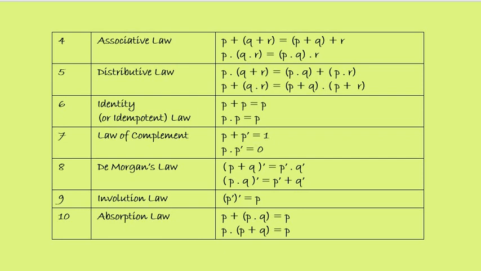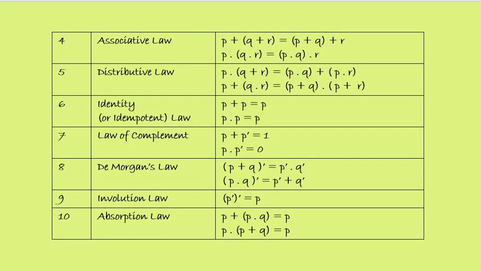Distributive law, where the law says that the signs can be distributed. I find it easier to remember like that. So P dot Q plus R is P dot Q plus P dot R and P plus Q dot R equal to P plus Q dot P plus R. Now remember one thing, this one doesn't hold in your maths. Identity or idempotent law is P plus P is P, P dot P is P. Law of complement is P plus P bar equal to 1, P dot P bar equal to 0.